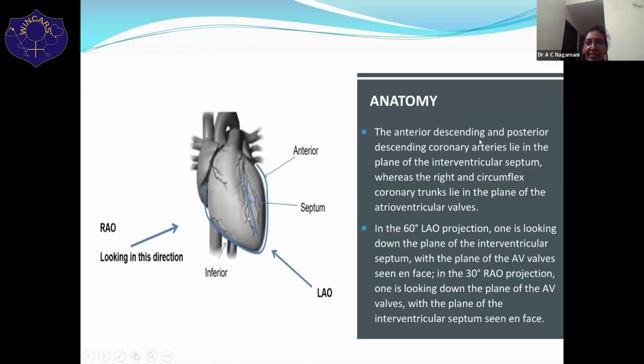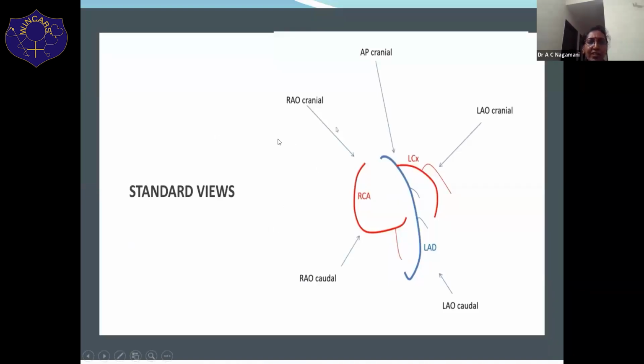The anterior descending and posterior descending arteries lie in the plane of the interventricular septum, whereas the right and the circumflex coronary arteries lie in the plane of the atrioventricular valves. One should know this. So in the LAO 60, one is looking down the plane of the interventricular septum with the plane of the AV valves in phase. In the RAO projection, one is looking down the plane of the AV valves with the plane of the interventricular septum in phase.